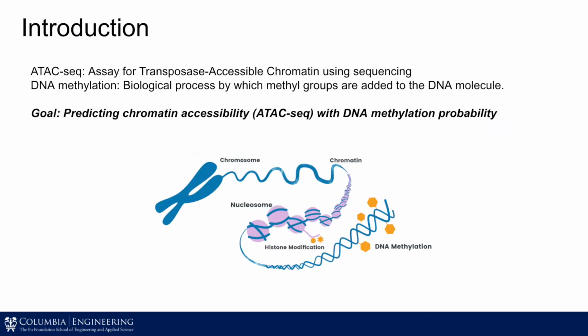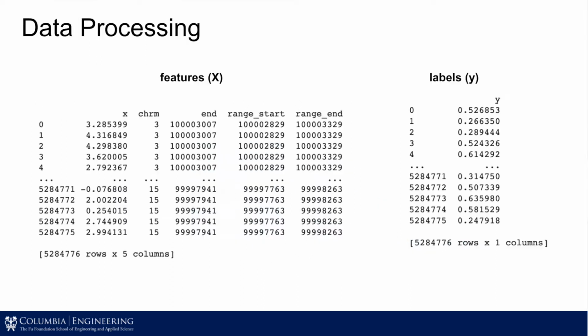From the paper, The Chromatin Accessibility Landscape of Primary Human Cancers, we were able to download two datasets. The first is the ATAC-seq data. ATAC-seq is a technique used in molecular biology to assess genome-wide chromatin accessibility. The second data we downloaded is the DNA methylation data. DNA methylation is the biological process by which methyl groups are added to the DNA molecule.